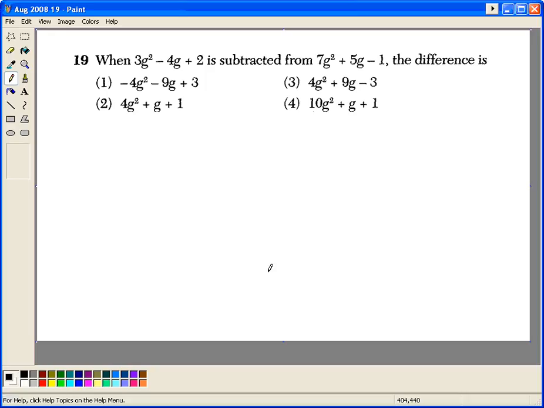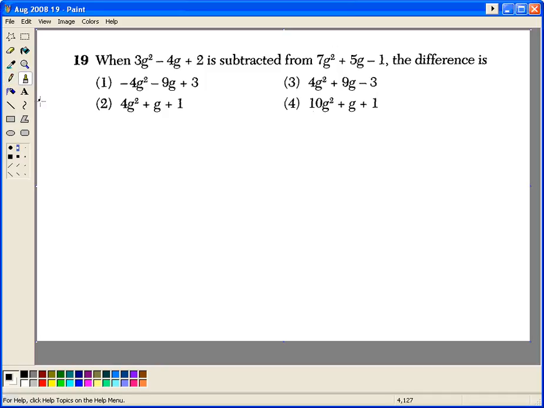August 2008, question 19. When 3g squared minus 4g plus 2 is subtracted from 7g squared plus 5g minus 1, the difference is... Please stop the movie, calculate your own answer, and start again when you're done.